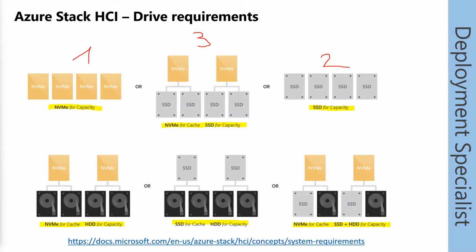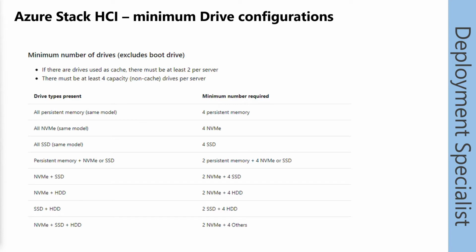So on the next slide, we can see the supported configurations. It's possible to have all persistent memory, all the same model, minimum 4 persistent memory modules in each server. More are always possible, but this is the minimum requirement. All NVMe, minimum is 4 NVMEs. All SSDs, also minimum 4 SSDs. If we use persistent memory and NVMe or SSD, we need 2 persistent memory modules. They are used for cache, minimum 4 NVMe or SSDs.